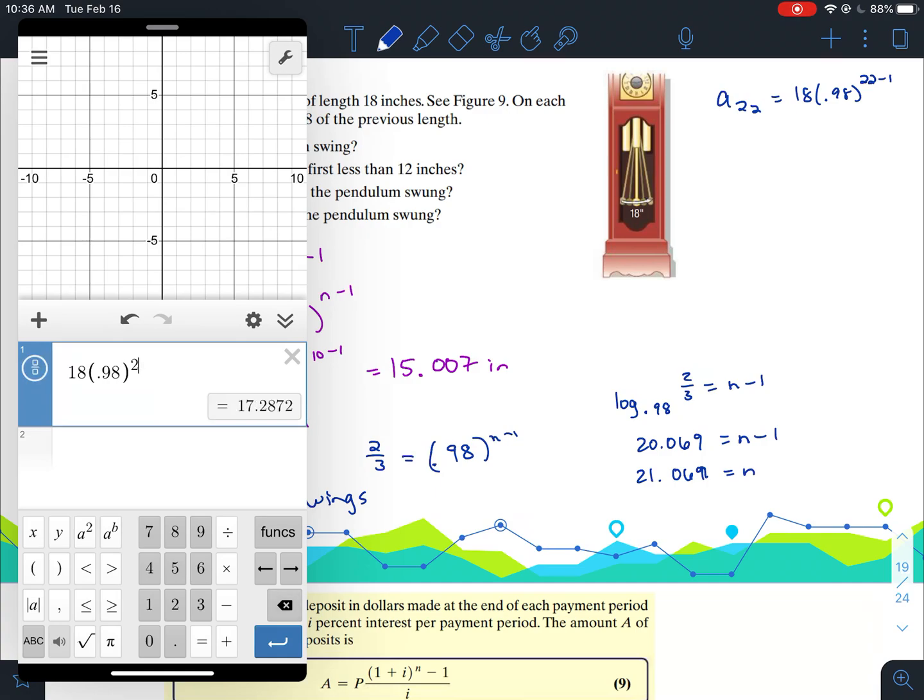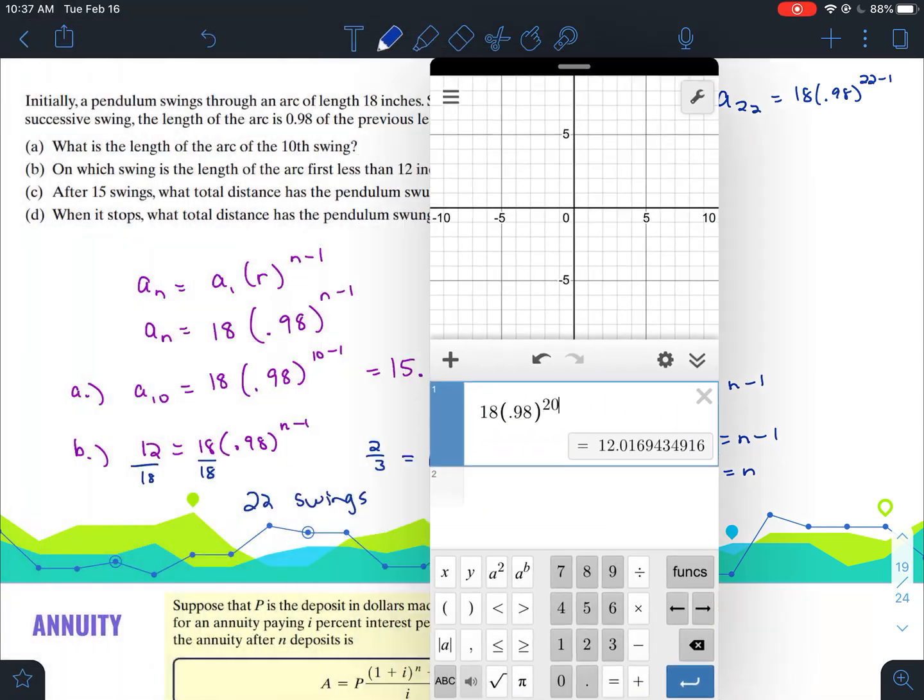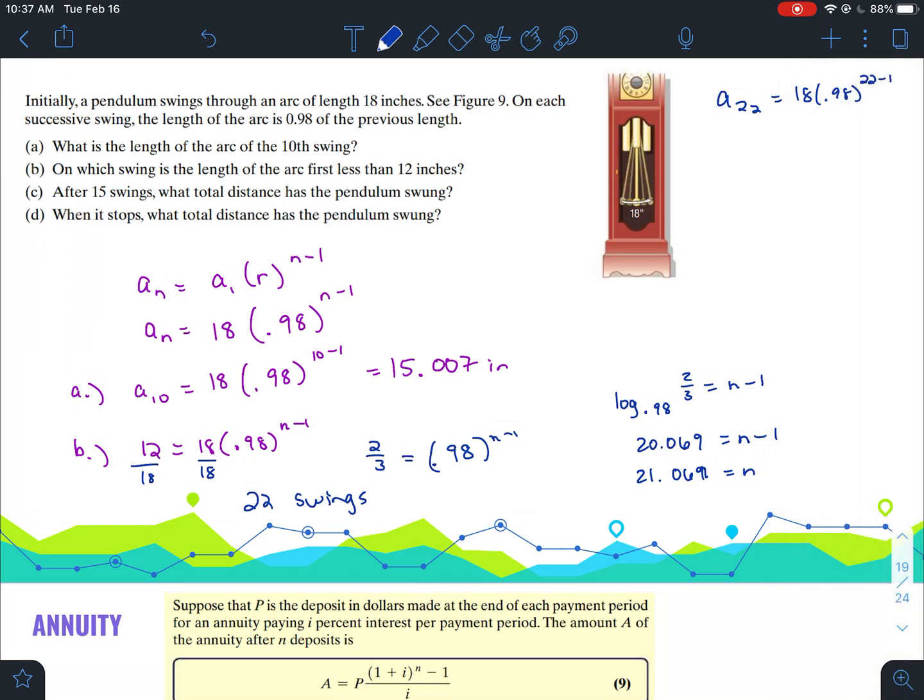Well, if we did one more than that, 20th, that's more than 12. So it has to be the 22nd swing. On the 21st swing, it's still more than 12. So on the 22nd swing, it's less than 12 inches.